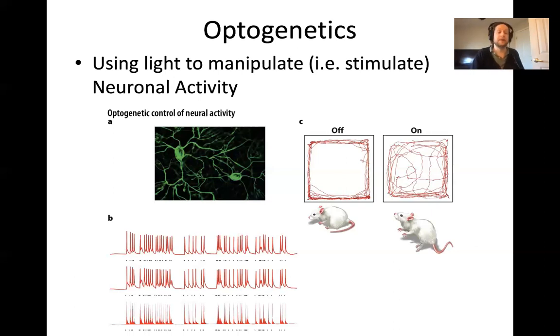And the researchers are interested: how does the behavior of the rat change depending on whether those neurons are firing action potentials or not?